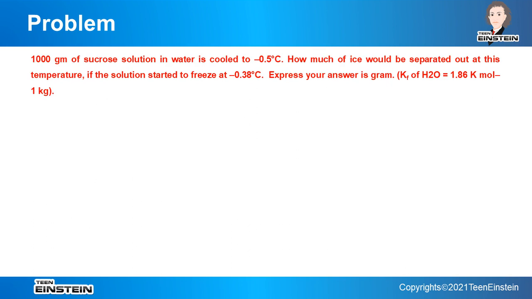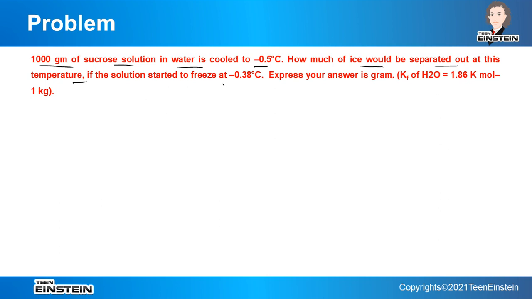Next problem: 1000 gram of sucrose solution in water. So sucrose is the solute and water is the solvent. It is cooled to minus 0.5 degrees centigrade. We know the normal freezing point of water is 0 degree, but it is cooled to minus 0.5 degree. So obviously some ice would separate. How much ice would separate out at this temperature, that we have to find out, but some other information is also given.